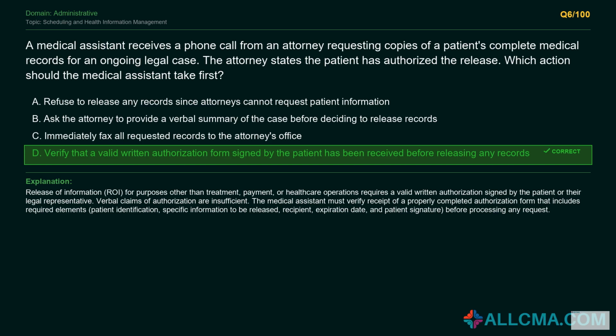The medical assistant must verify receipt of a properly completed authorization form that includes required elements: patient identification, specific information to be released, recipient, expiration date, and patient signature, before processing any request.